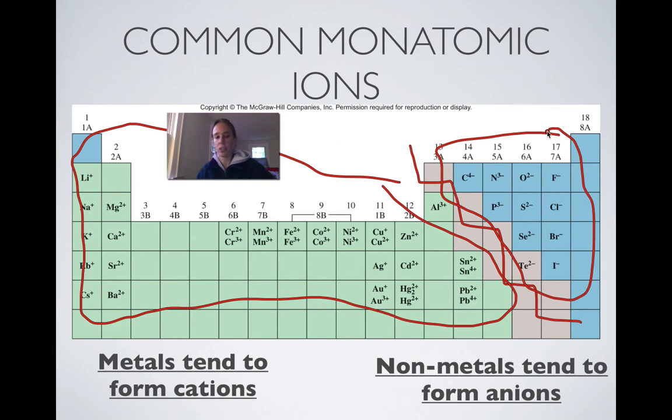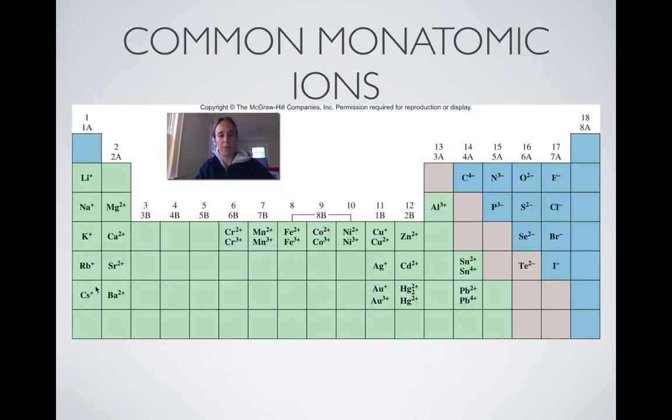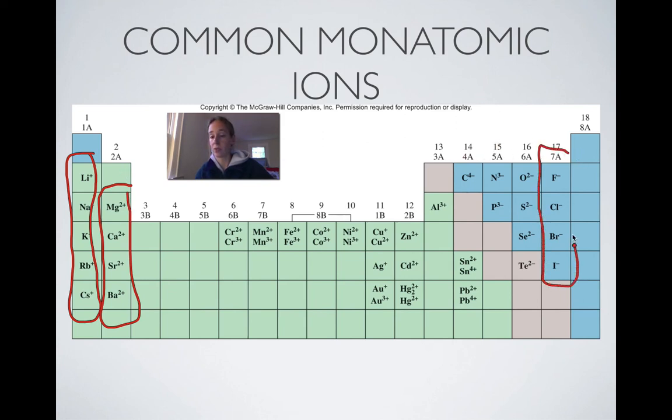Another trend to note on the periodic table is that all of these group 1 elements form plus 1 ions. All the group 2 form plus 2 ions, and all of the group 17 form minus 1, group 16 minus 2, some minus 3s here, and a minus 4 there. There's a reason for it. We're not quite there yet. We'll talk about it a little bit later on in the course, but just observe that trend right now.